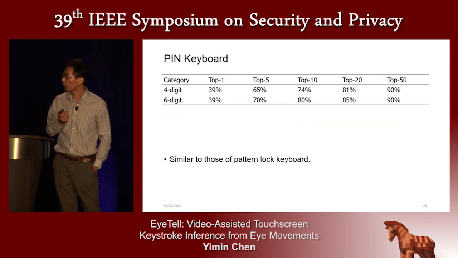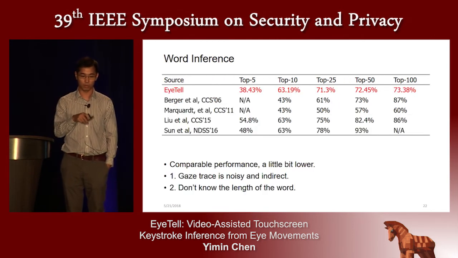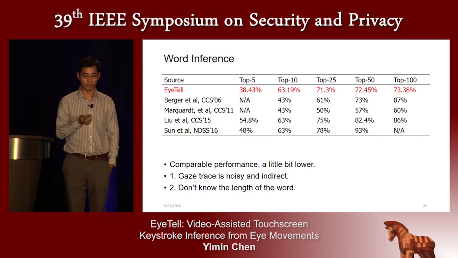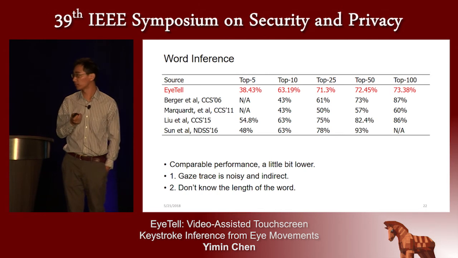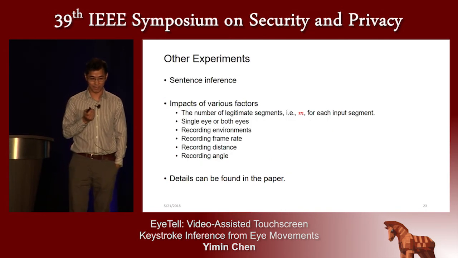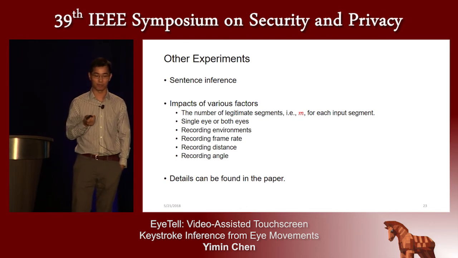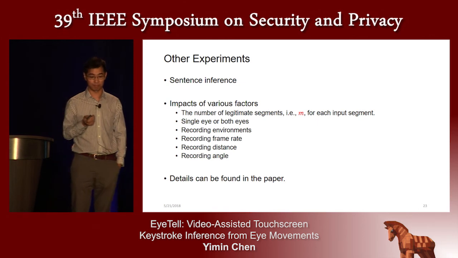And the result for the PIN keyboard is similar to those in the pattern lock keyboard. We also compare our result on word inference with the existing system. And we also conduct other experiments, for example, sentence inference and also the robustness of our system.